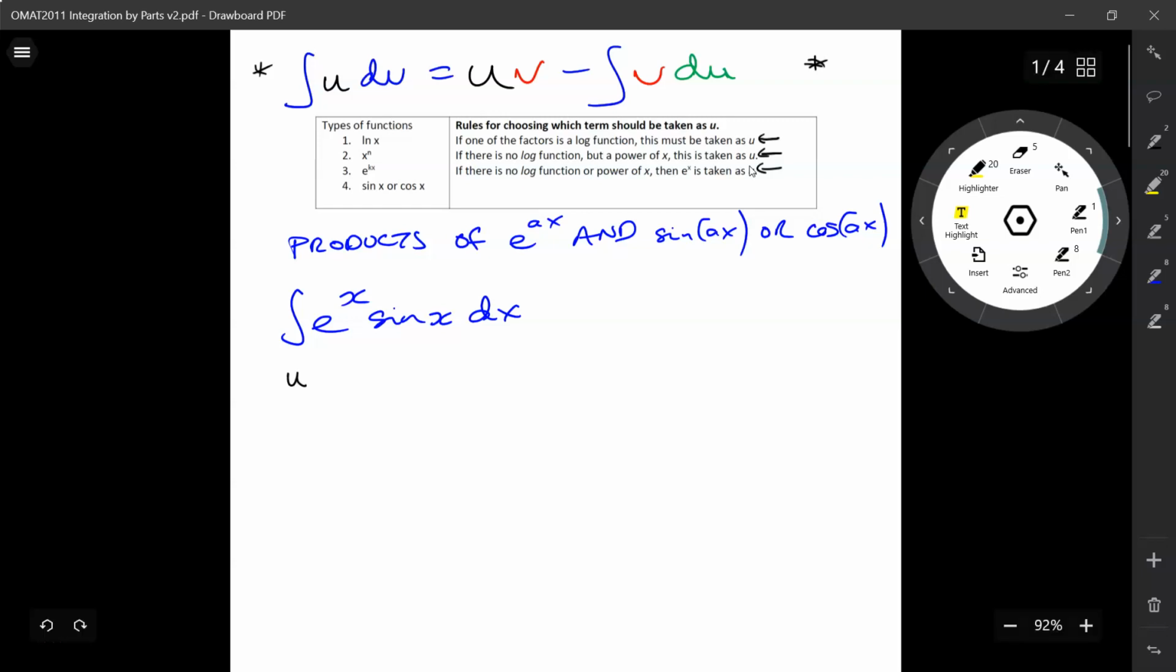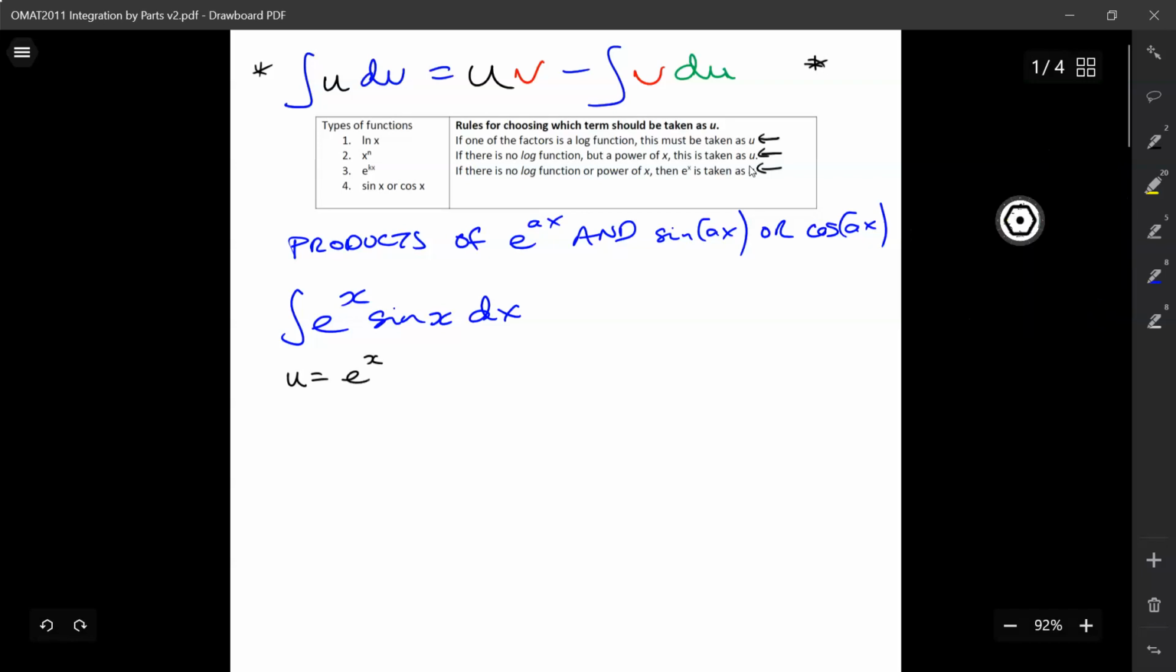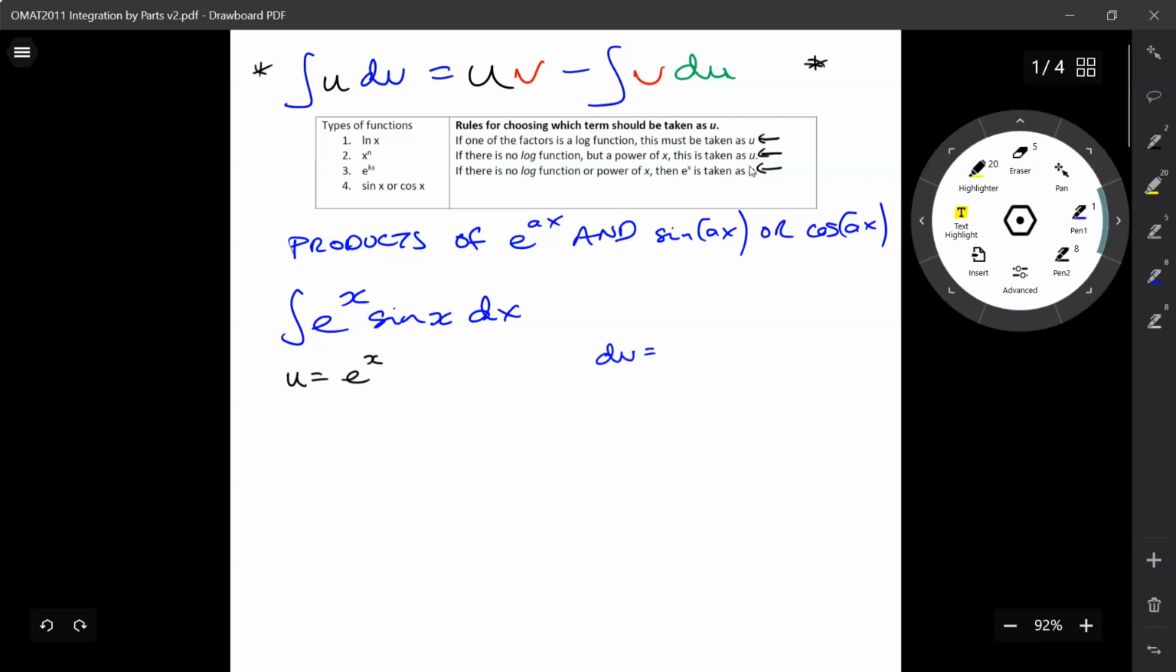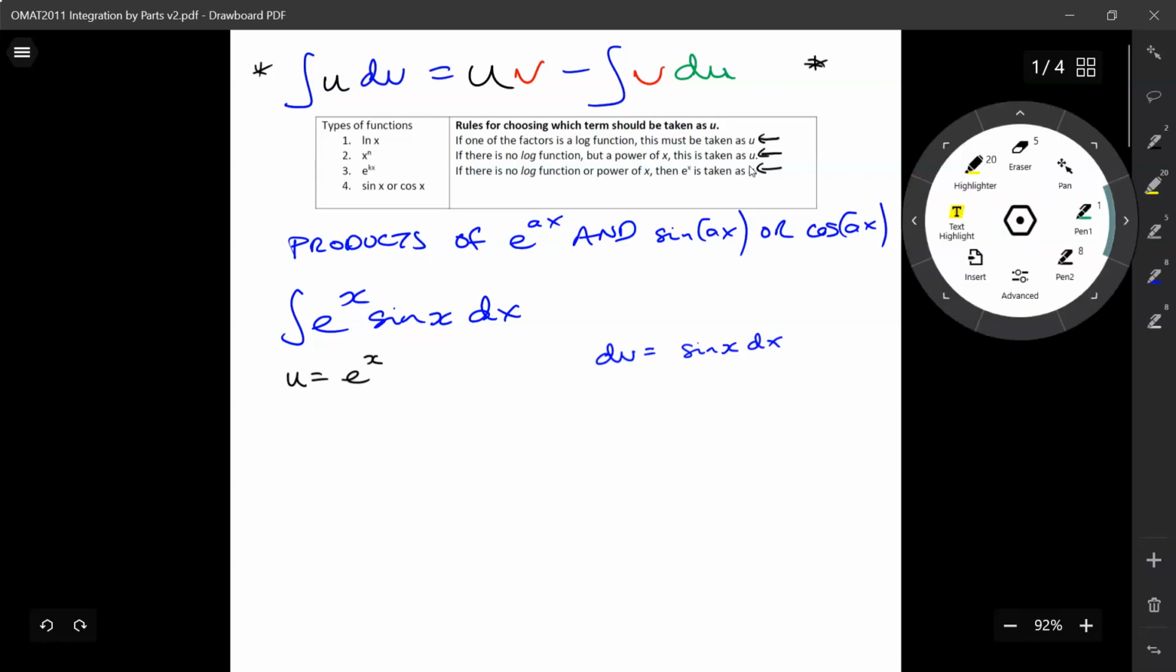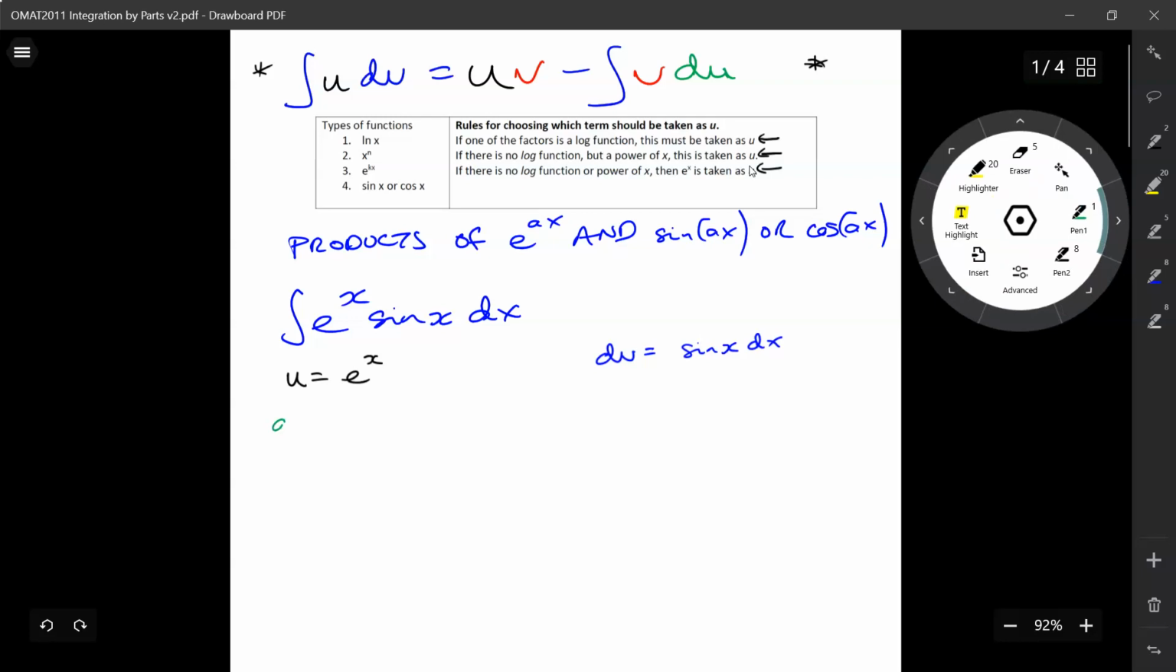So that tells us that we take u is equal to exponential x. That gives us dv is equal to sine of x dx. So then what we do is we get du and v. To get du, we differentiate u over on this side. So du dx is exponential x itself. That implies that du is exponential x dx.